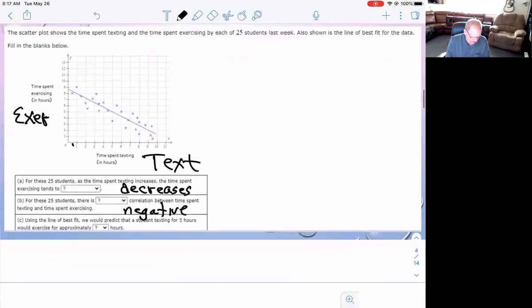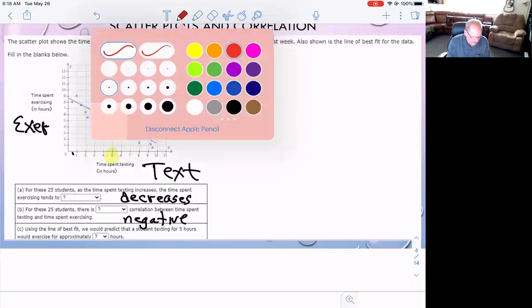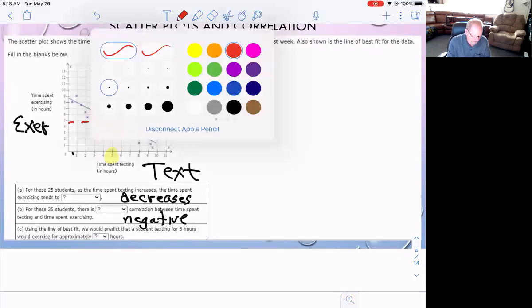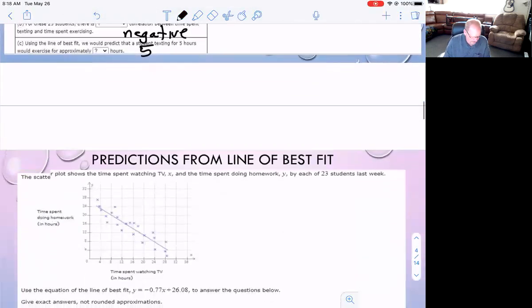Using the line of fit, we would predict that a student texting for 5 hours would exercise approximately, well, let's see, texting 5 hours. We go up to the line. Let's look at the Y value there. Okay, that Y value is 5.